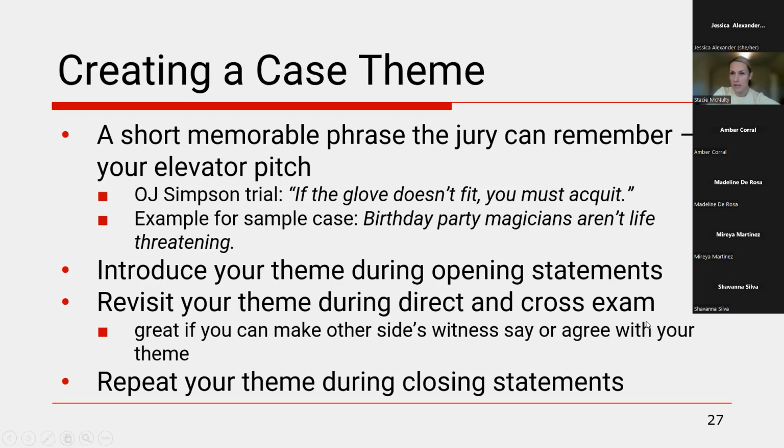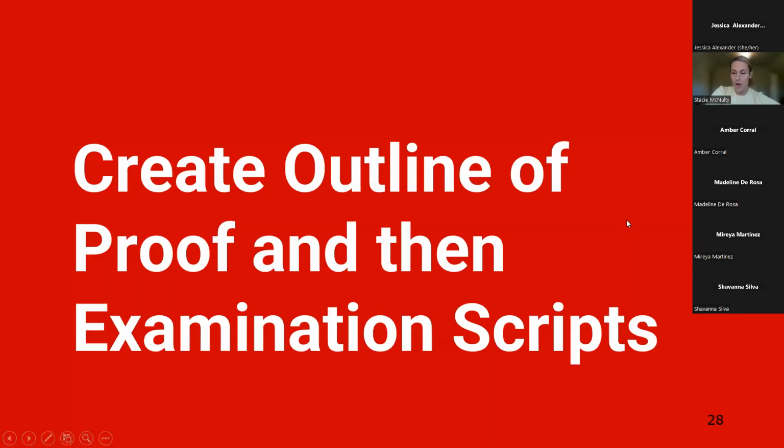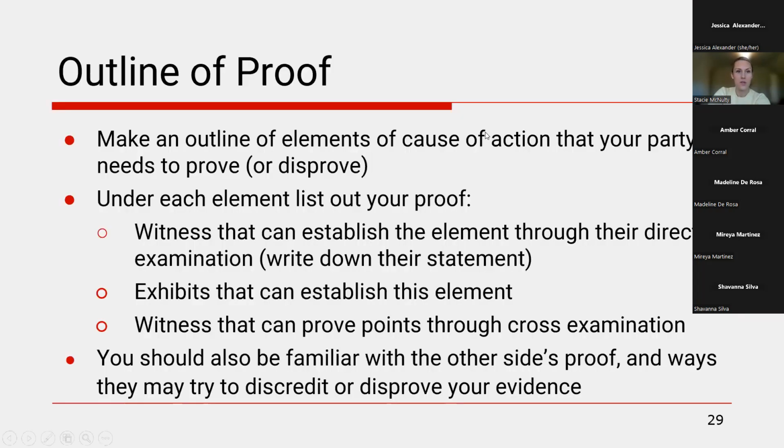And then during closing statements, you're going to repeat the theme again. So back to process, you're going to take your elements and create an outline, a proof outline, basically. So you'll do your proof outline that says, here's what proves each element. And then you're going to do scripts for your direct and cross examinations. So we just talked about this, but you're going to do a proof outline essentially.